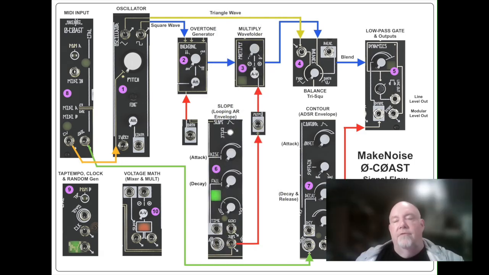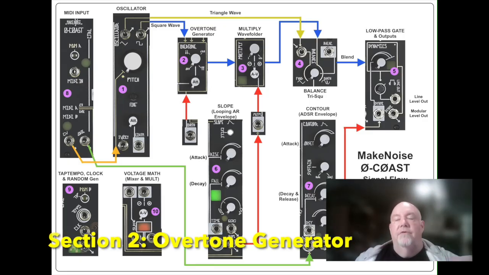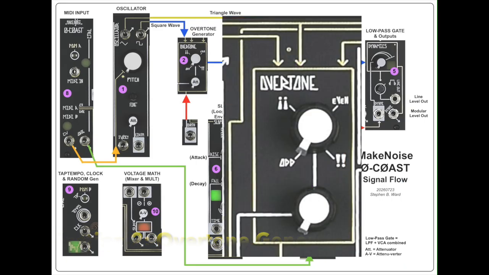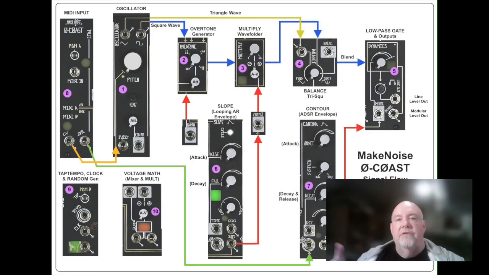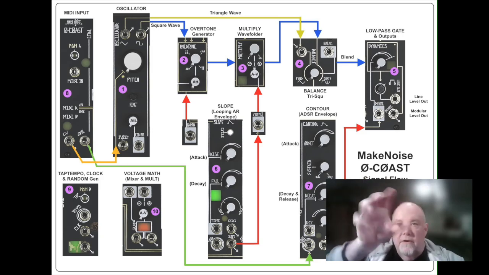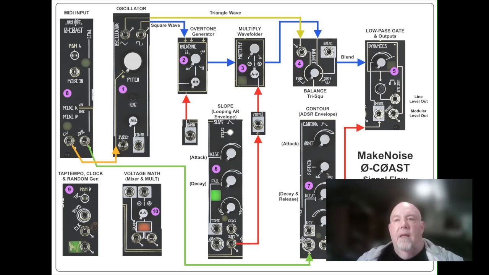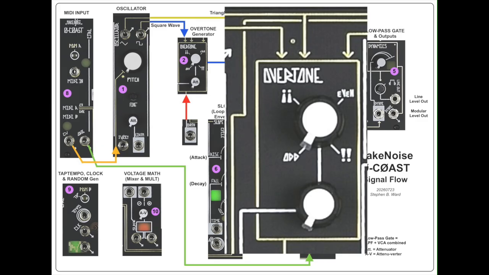Now, the triangle waveform is routed to the left input of the balance knob at section 4, where it acts like a fundamental harmonic. The square wave, however, passes through section 2, which is called the overtone generator. Now, this modifies the odd harmonics of the square wave to add even harmonics. An overtone input jack and attenuator allow you to use a control voltage to increase the knob setting dynamically. In other words, the voltage is effectively moving the knob. As you approach the maximum setting of the overtone knob, indicated by 2 exclamation points, the slope generator also affects the amount of added harmonics.